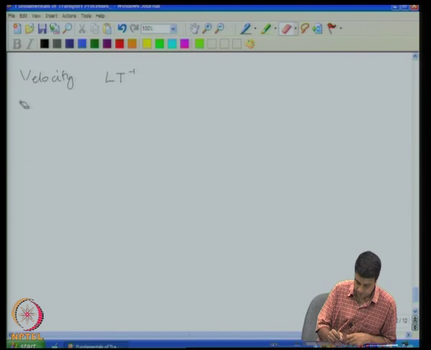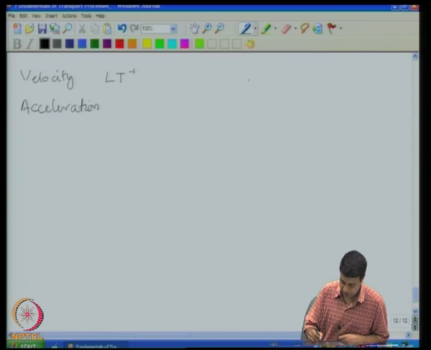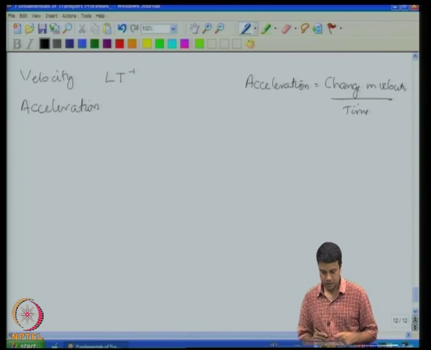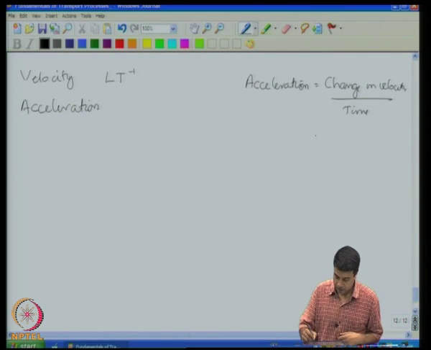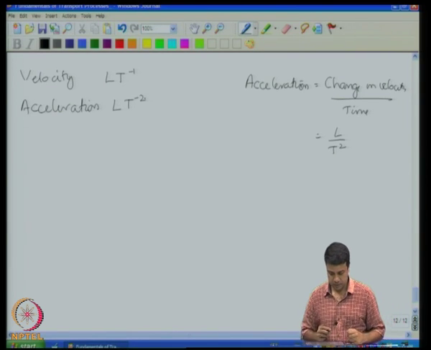Acceleration. Acceleration is the rate of change of velocity. So, acceleration is equal to change in velocity by time. It has the dimensions of velocity divided by time, that is length by time square. So, this has dimensions of L T power minus 2.